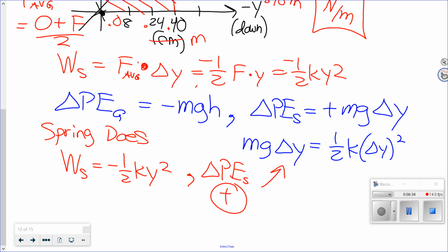Does that make sense? Do you think you can keep the positive and negative work and positive and negative energy straight? I think with some practice, we probably can. Questions? Good. For once, I didn't mess it up.